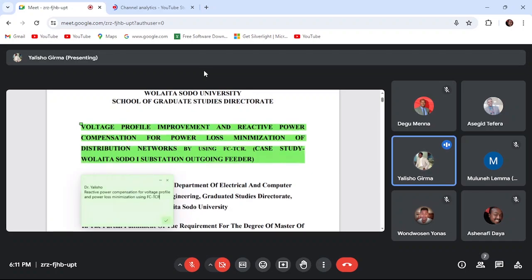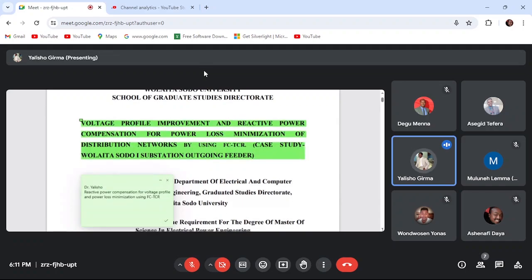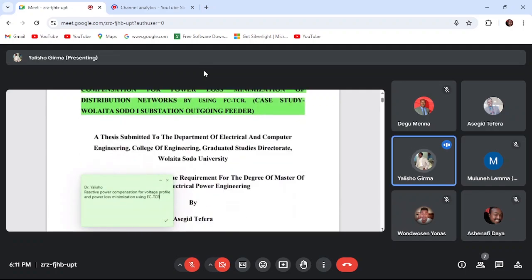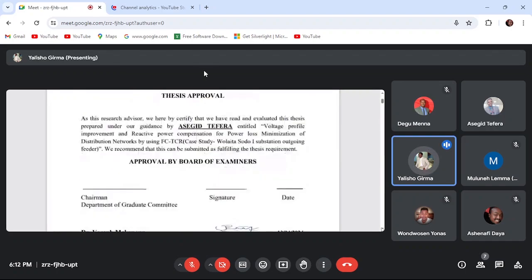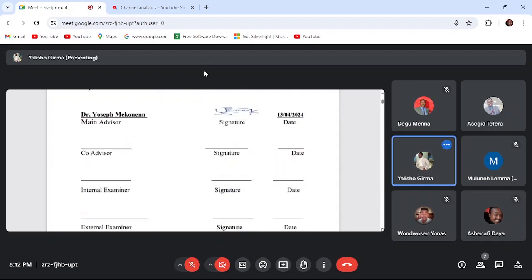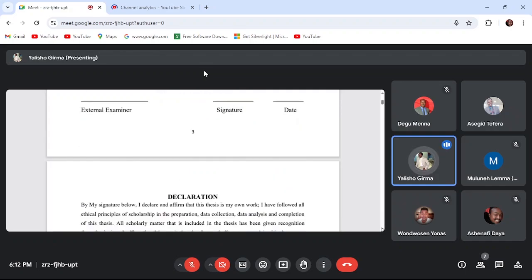Because voltage profile has a strong relationship with the reactive compensation, and also loss minimization can be taken as the result of reactive power compensation.